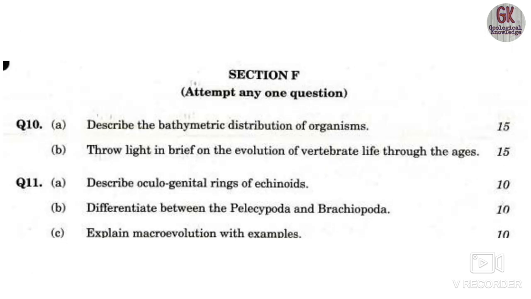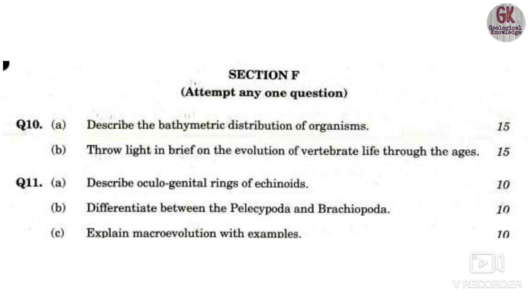And next is section F, question number 10A. You have to describe the bathymetric distribution of the organisms. Bathymetric means the continental shelf, continental slope, continental rise, and the abyssal at the bottom. So all that you have to discuss. Bathymetry is the hypsographic curve we call it. So the distribution of organisms, which lie at the bottom, which lie at the top, that you have to discuss.